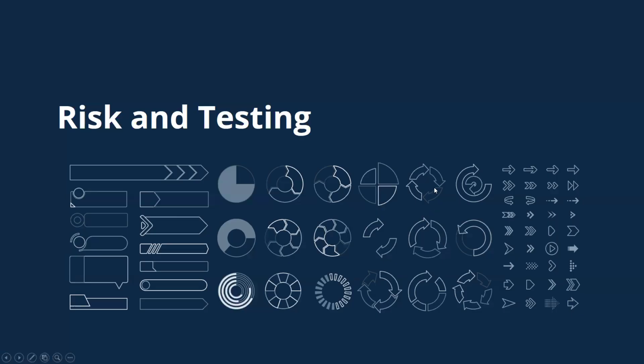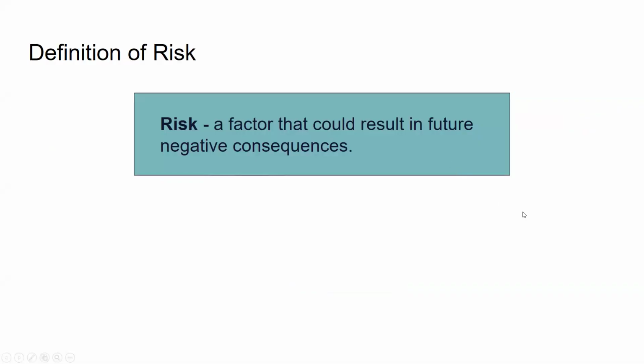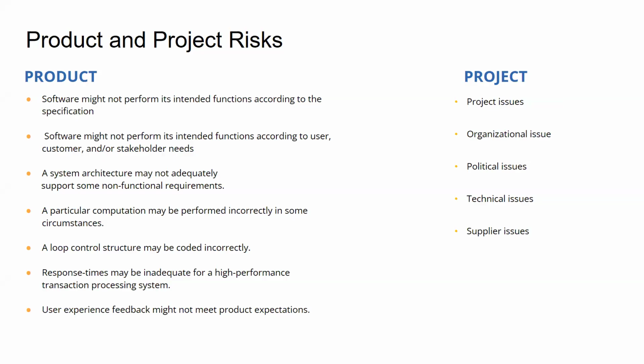So I'll go to the next one, risk and testing. I think risk also I saw some explanation done by Kapila also. Risk means a factor that could result in future negative consequences. So based on this only, we will determine what are the testing things that we are going to do. When it comes to risk, there are two types of things: product and project risk.